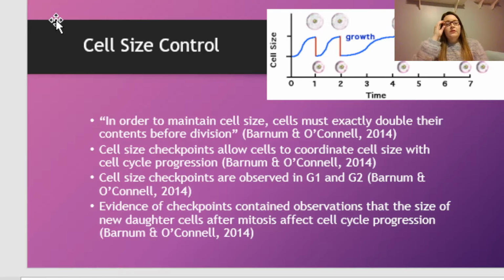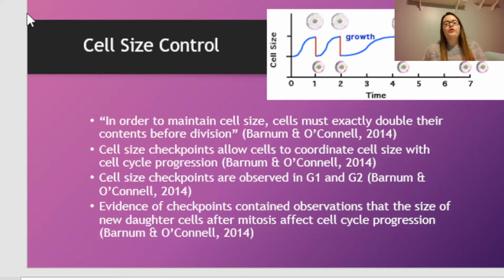Okay. So now we're going to get into what are the particular factors that help throughout the cell cycle. The first one is cell size control. In order to maintain cell size, the cells must exactly double their contents before they divide. So you think, why do they absolutely have to exactly double in size before they can even divide?